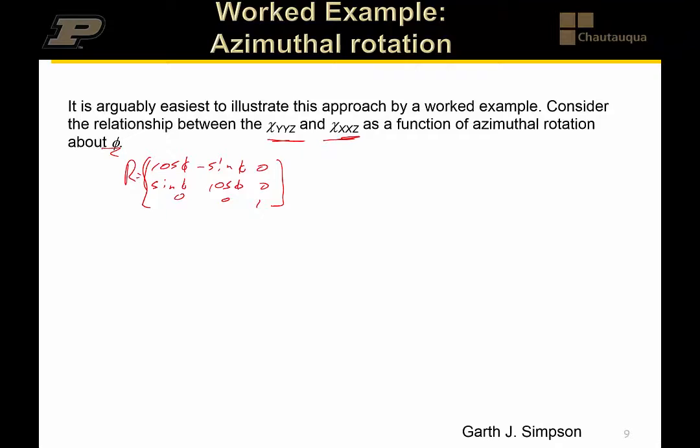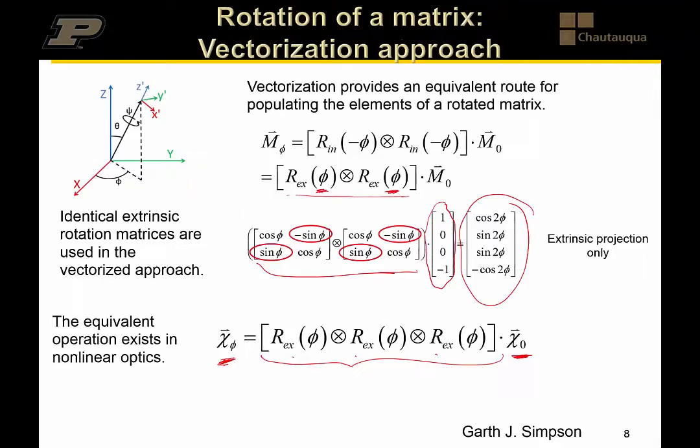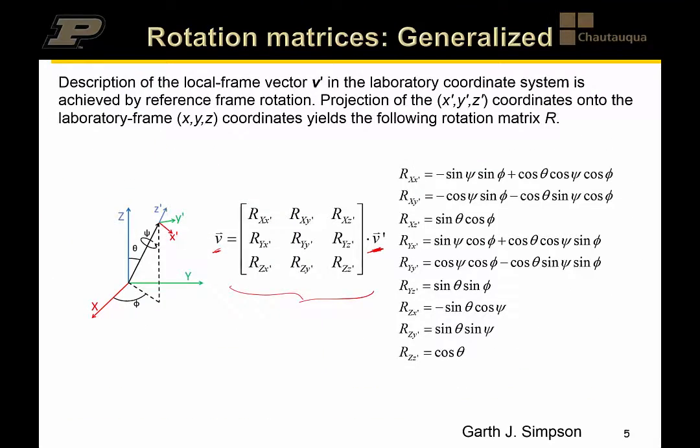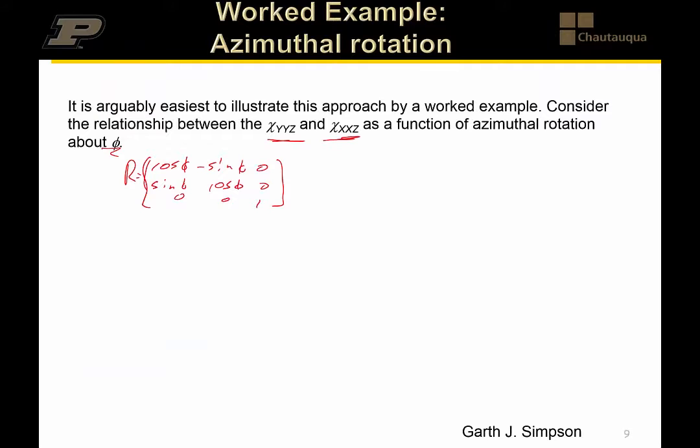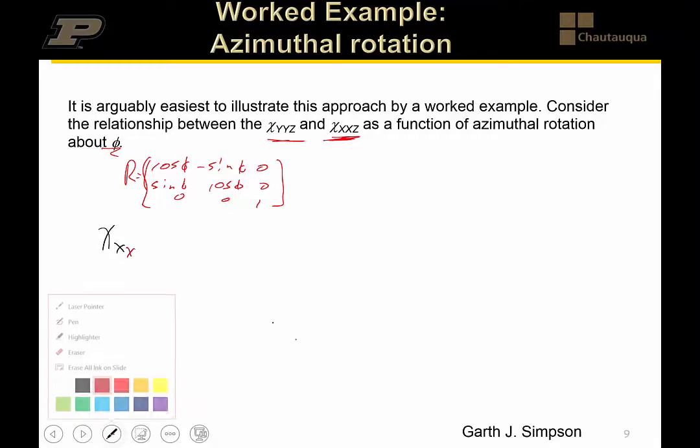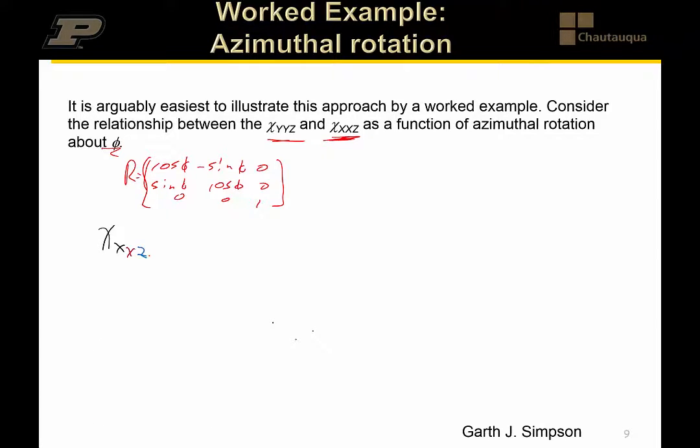And we can get that just by setting theta equal to 0 and psi equal to 0 in the full generalized rotation matrix that we had here. Okay. So if we do this rotation operation, let's ask first how that affects χxxz. And I'm going to change my pen colors here so I can keep track of a few things. And I want to know what is χxxz in the rotated reference frame phi, and how does that relate?